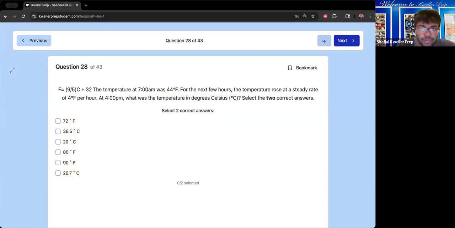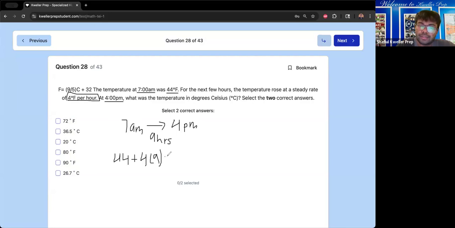Let's do this one. So we see that the temperature at 7 a.m. is 44 degrees, and it rises at 4 degrees Fahrenheit per hour. And we're looking at 4 p.m. 7 a.m. to 4 p.m. should just be 9 hours. And each hour it's rising by 4. So 44 plus 4 times 9. 4 times 9 is 36, so this should be equal to 80 degrees Fahrenheit. So the temperature at the end at 4 p.m. should be 80 degrees Fahrenheit.